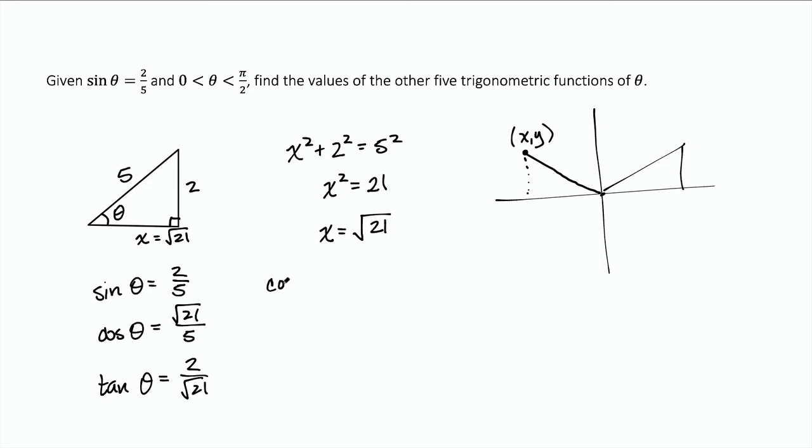Then cosecant is the reciprocal of sine, so 5 over 2. Secant is the reciprocal of cosine, 5 over root 21. And cotangent is the reciprocal of the tangent, so root 21 over 2.